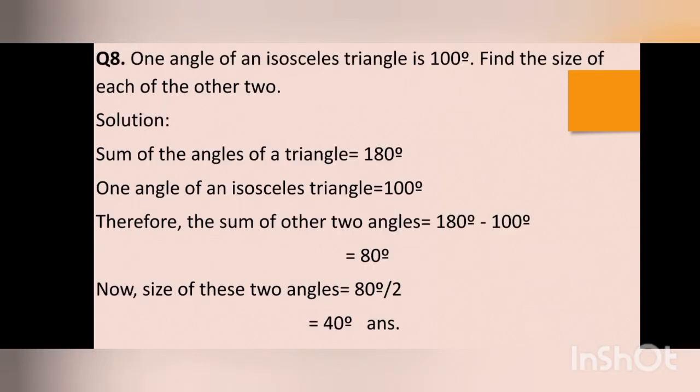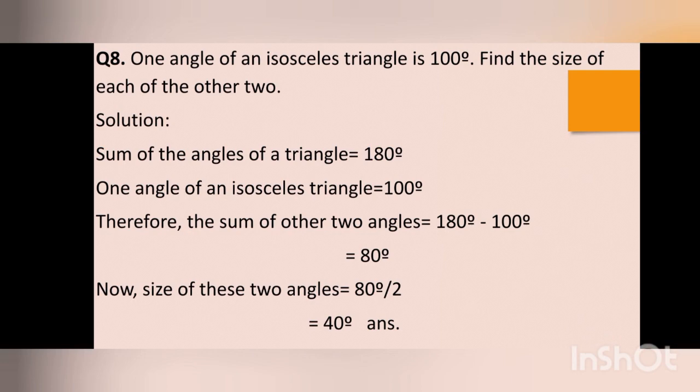Now see question number 8. One angle of an isosceles triangle is 100 degrees. Find the size of each of the other two. First recall in your mind what is an isosceles triangle. An isosceles triangle is a triangle in which two sides are equal, also two angles are equal. So if one angle is given which is 100 degrees, can another angle be 100 degrees? No, it cannot be, because the sum of these two angles would be greater than 180 degrees if we do so. So one angle is 100 degrees. Now we need to find the remaining two, which of course will be of the same degrees.